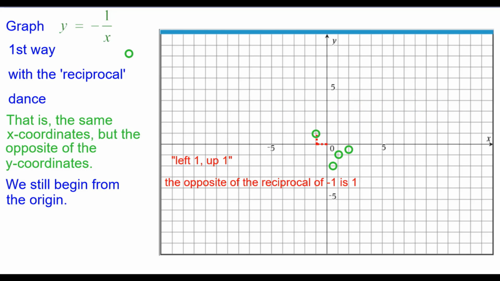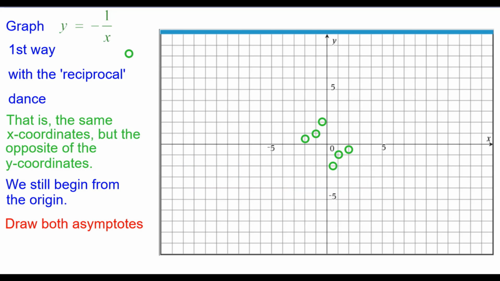Left 1, up 1. The opposite of the reciprocal of -1 is +1. Left 2, up a half. The opposite of the reciprocal of -2 is +1/2. And finally, left 1/2, up 2. The opposite of the reciprocal of -1/2 is +2.